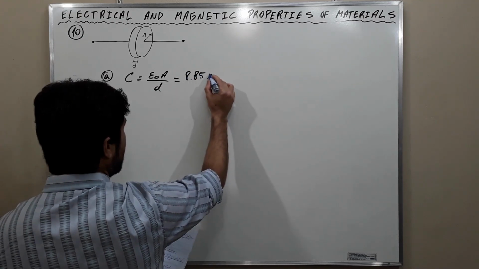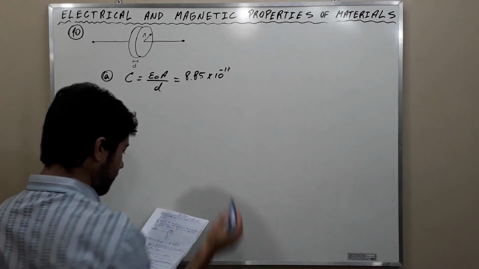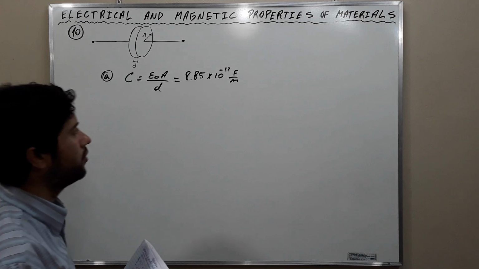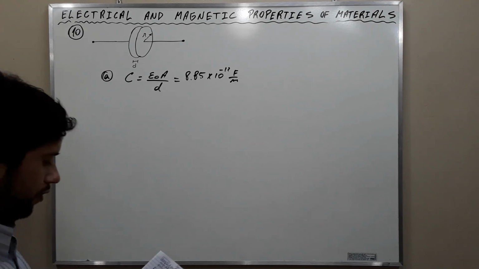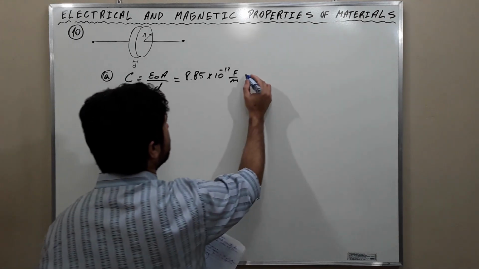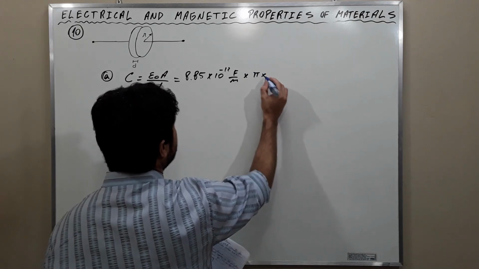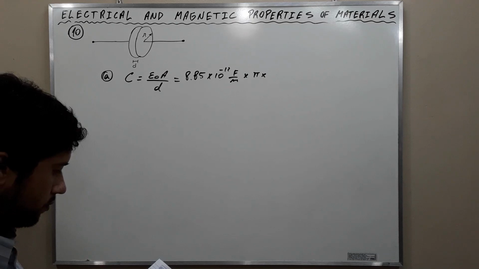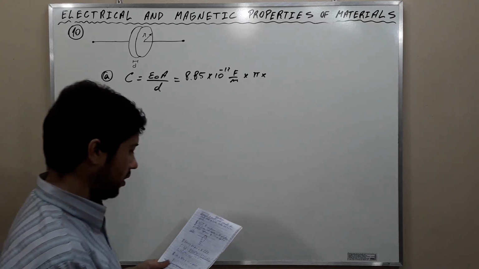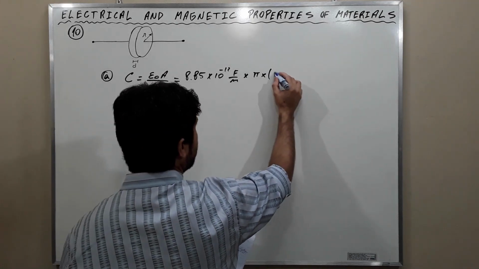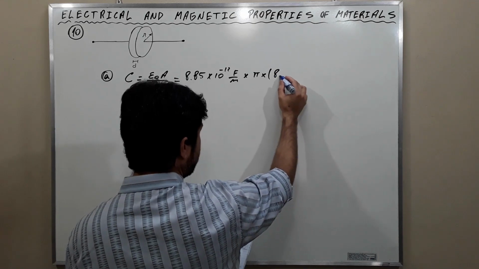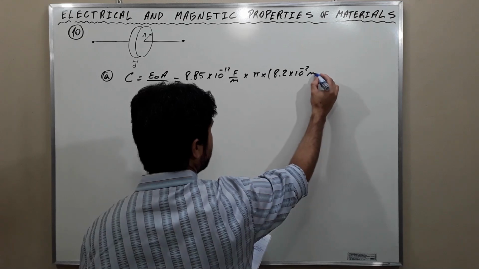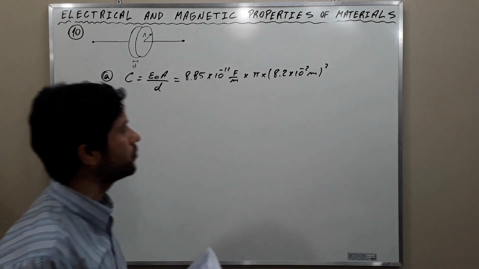8.85 times 10 to the negative 12 farads per meter is the electric permittivity of free space, times pi times the radius squared, 8.2 times 10 to the negative 2 meters squared.